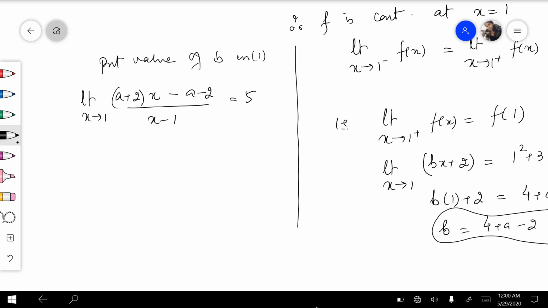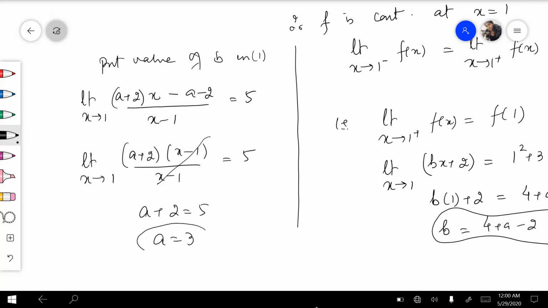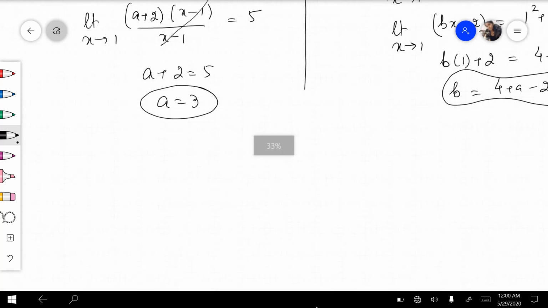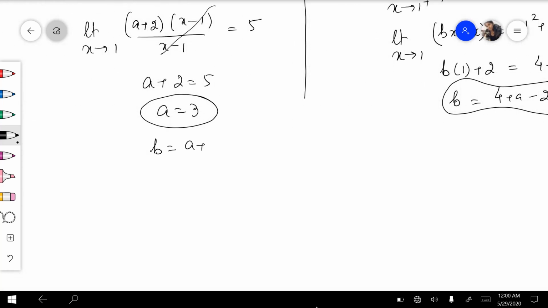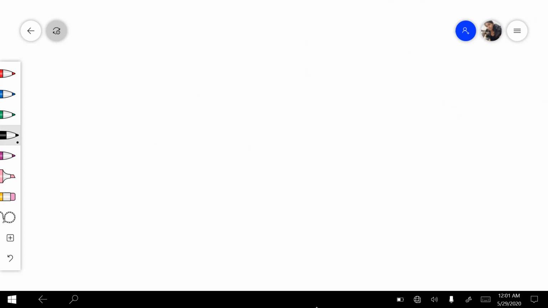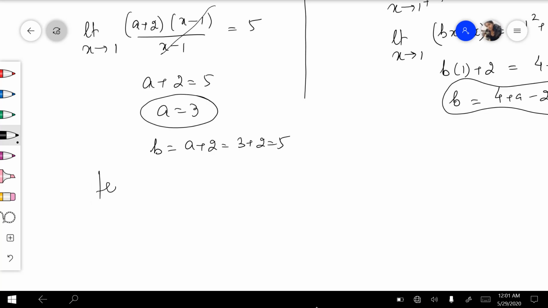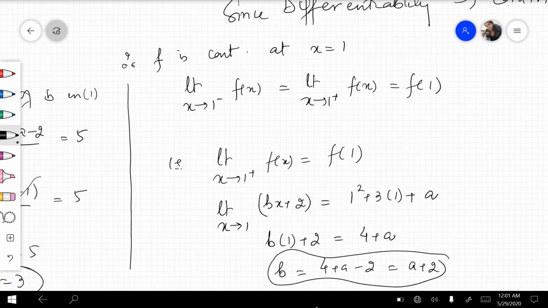अब a plus 2 हम कॉमन ले सकते हैं, limit x goes to 1, a plus 2 कॉमन लिया तो ब्रैकेट में आ जाएगा x minus 1 upon x minus 1 is equal to 5. X minus 1 cancelled out, so you have a plus 2 is equal to 5, which gives you a is equal to 3. If a is equal to 3, then b is equal to a plus 2, which is equal to 3 plus 2 is equal to 5. Hence a is equal to 3 and b is equal to 5. This is the desired answer. एक बार फिर से चेक कीजिए.